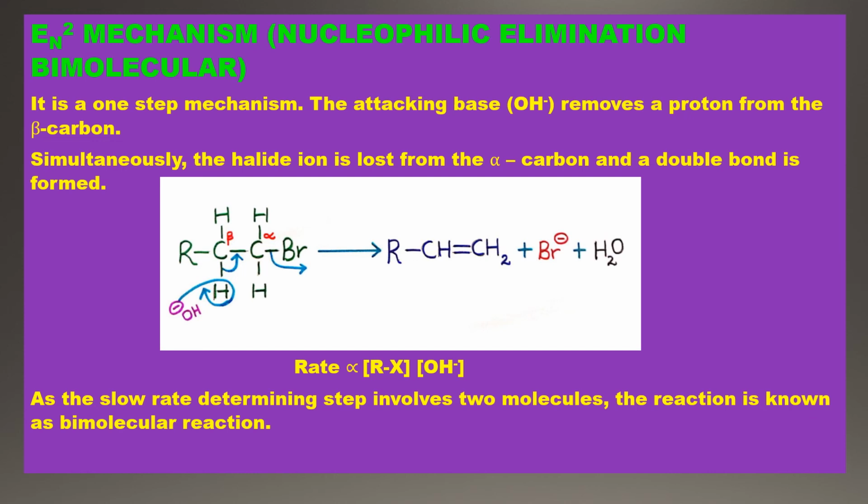Okay, so the slow rate determining step involves two molecules, both alkyl halide and the nucleophile. This reaction is said to be a bimolecular reaction. Whereas in E1 reactions, the slow rate determining step involves only one molecule, that is only alkyl halide. Hence it is called a unimolecular reaction. Clear, students? Okay, that is the difference between the E1 mechanism and the E2 mechanism.